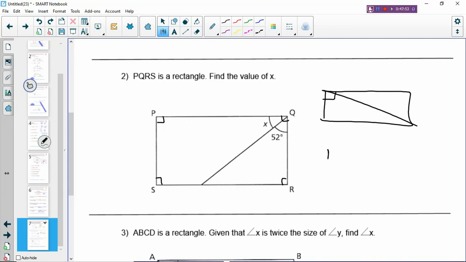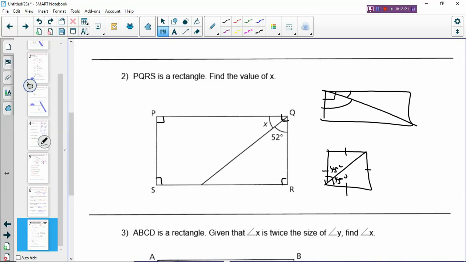Why? Because the square has all equal sides, right? When you cut the square into half, you cut 45, and here is also 45. But a rectangle does not have all equal sides. So when you cut the rectangle into two triangles, you will find that this angle is actually smaller than this angle, right? So the two angles are not the same.